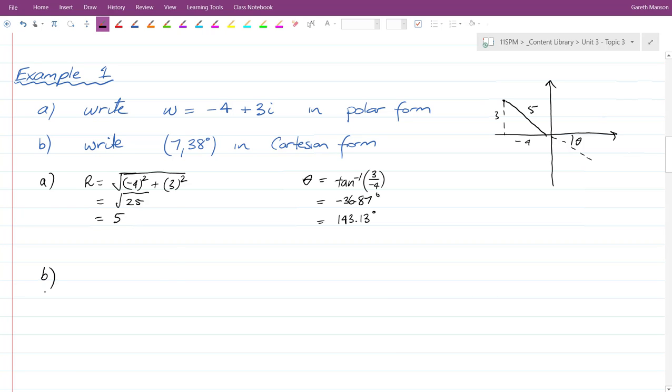Right, 7, 38 degrees in Cartesian form. So for this, I'm going to use my cis notation, and I'm going to say r cis theta is equal to 7 cis 38, and I'll need your help again. That's 7 cos 38 is the real component, plus 7 sin 38 i. And I don't know what that is. It's going to be not nice.